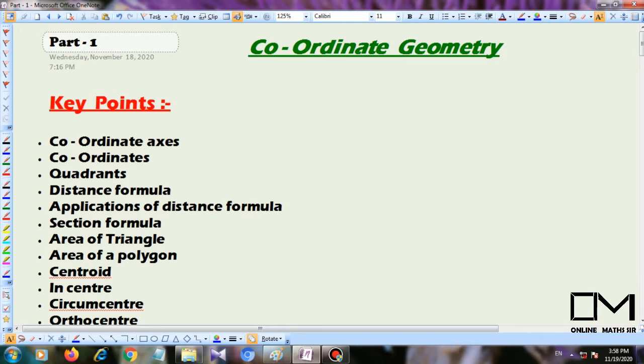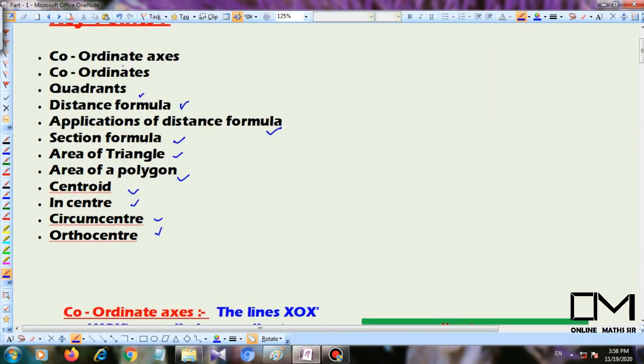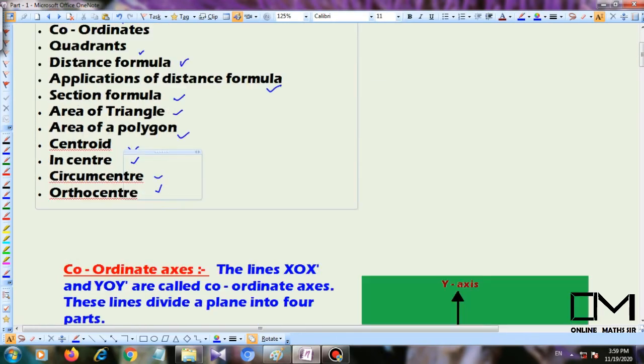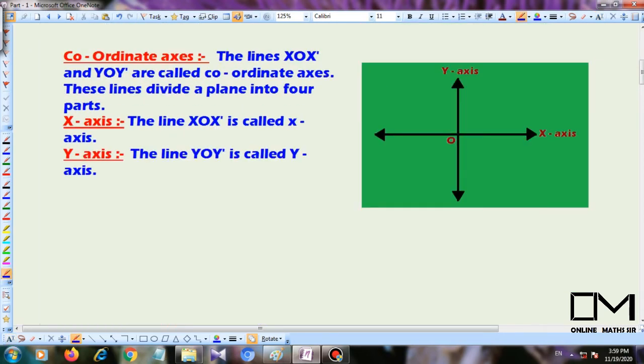In this topic, first of all, we try to understand some key points. First of all, coordinate axis. What are coordinate axis? Then coordinates, then quadrants, then distance formula, applications of distance formula, section formula, area of triangle, area of polygon, centroid, incenter, circumcenter and orthocenter. So first of all, coordinate axis.